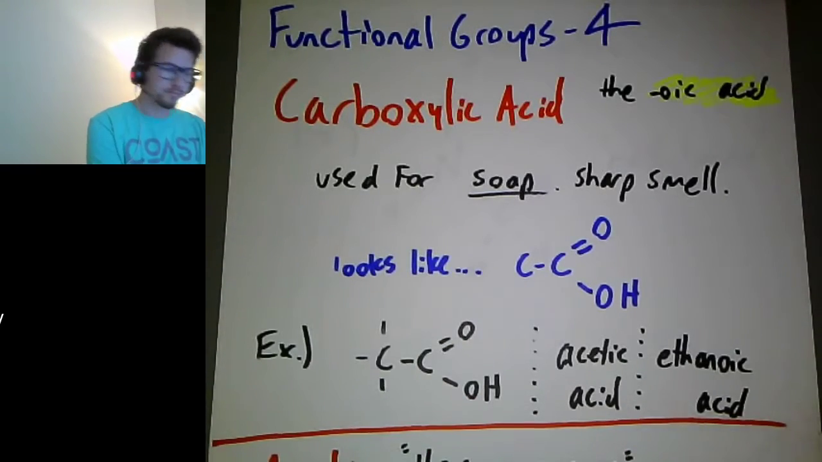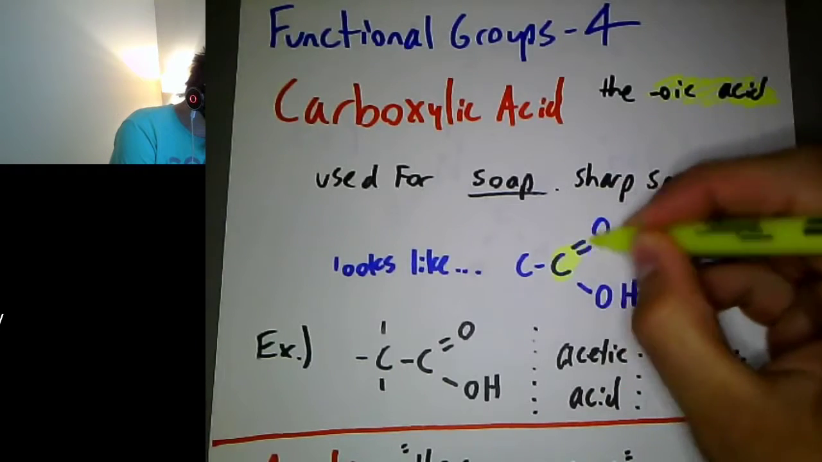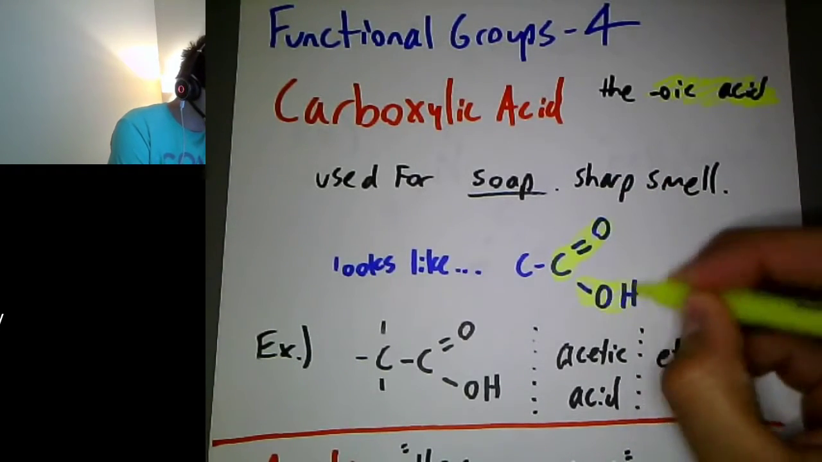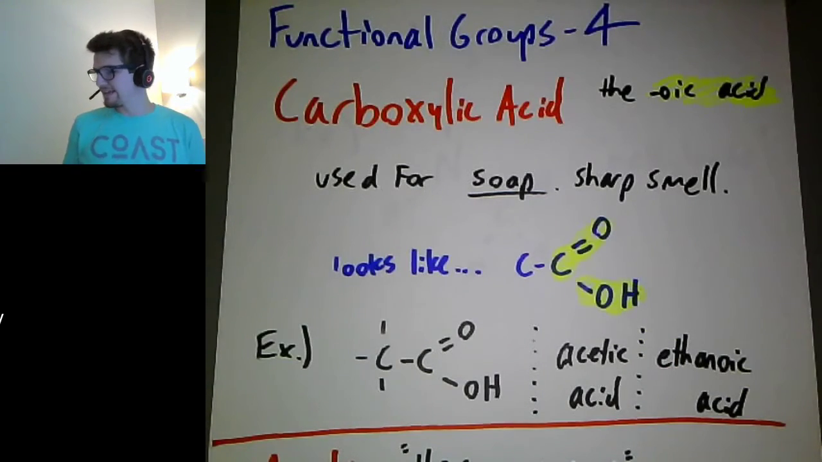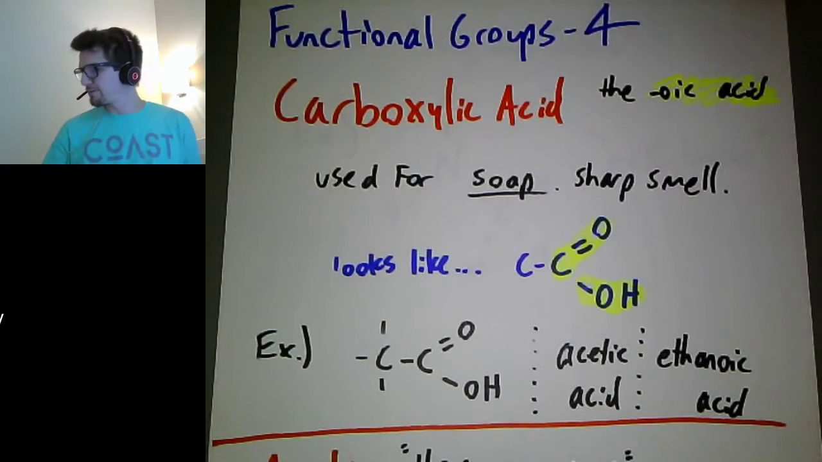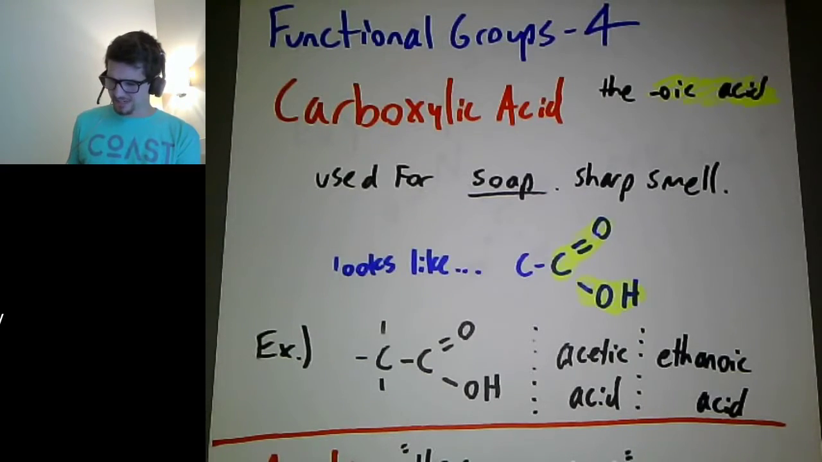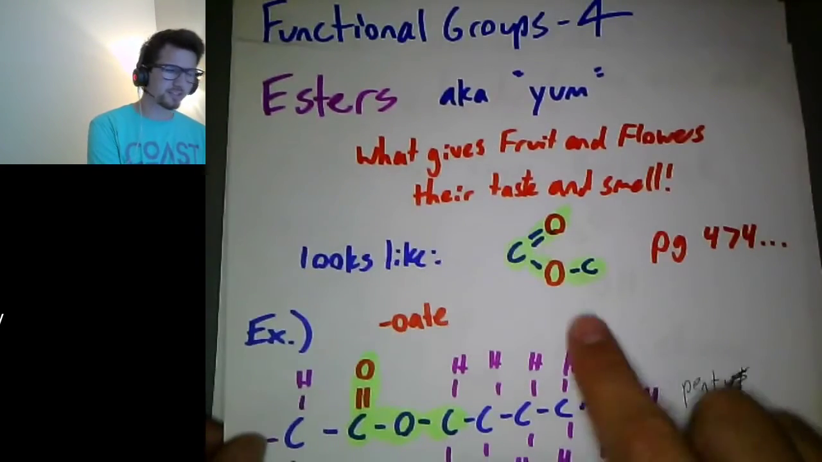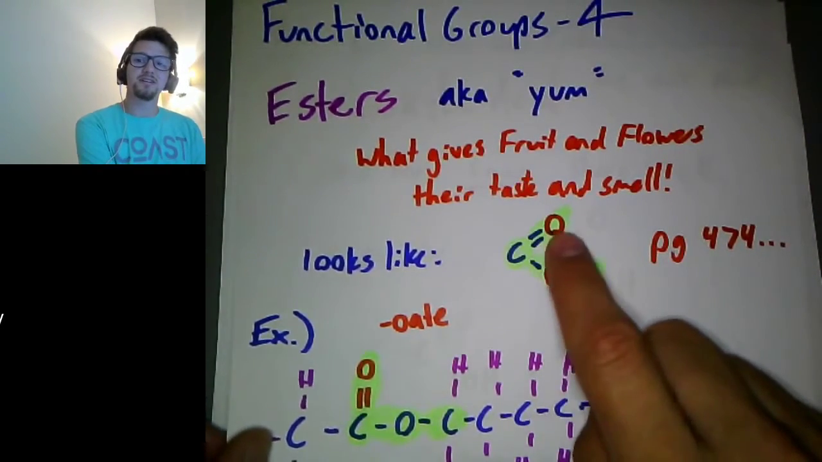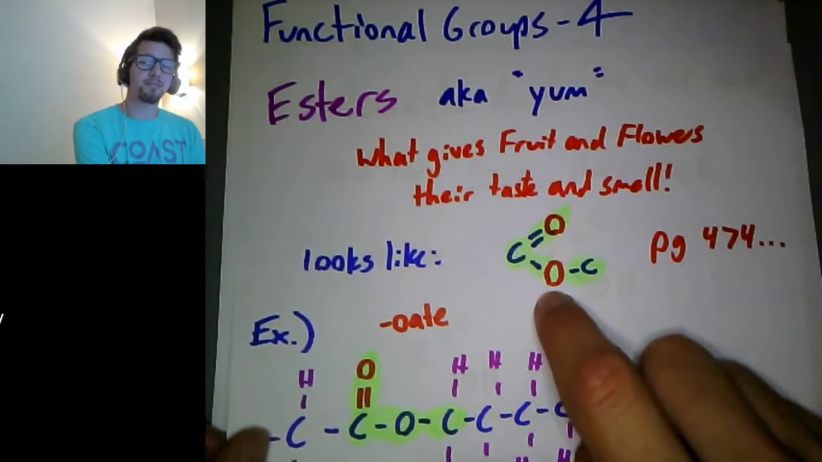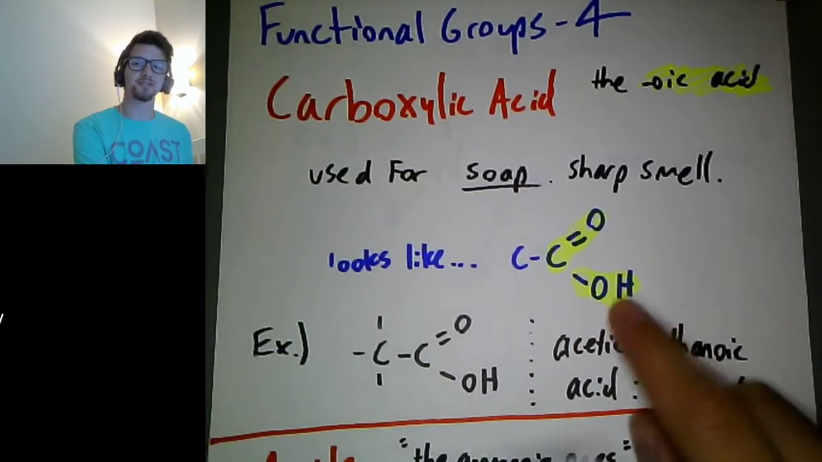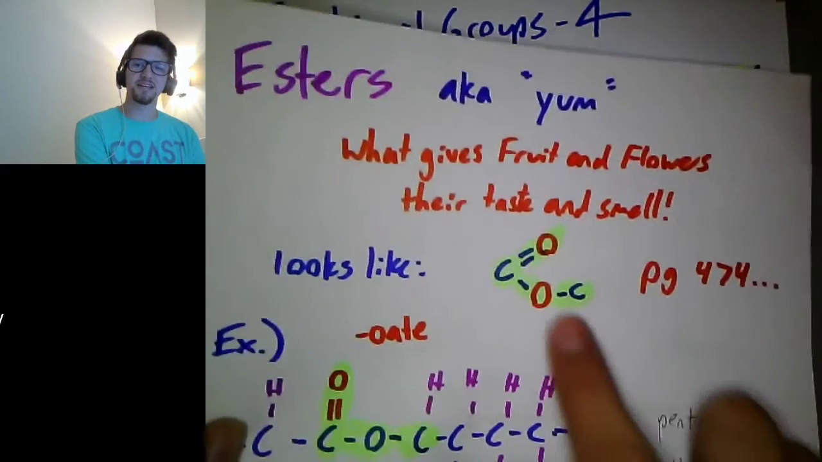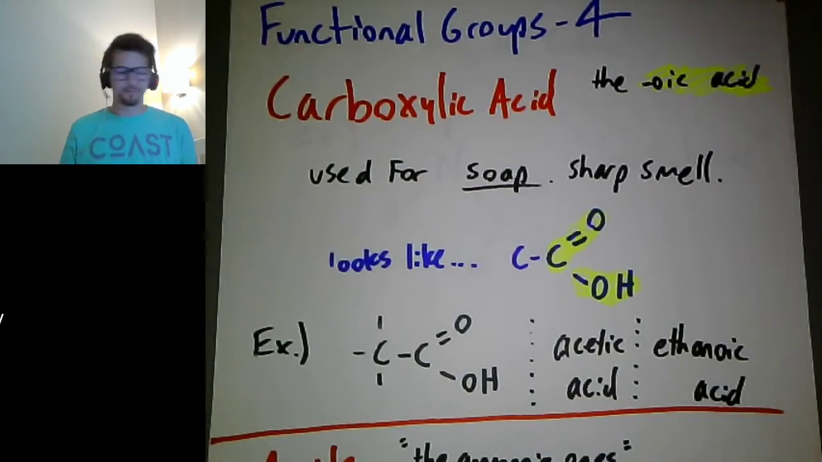This is what it looks like. If you see a carbon double bonded with an oxygen, and then single bonded with an oxygen, and the oxygen is an OH, that's a carboxylic acid. Now, you might be asking, what's the difference between that and the one we looked at yesterday? The difference is this is a C double bonded with an oxygen, single bonded with an oxygen, and there's a carbon. It keeps going after that oxygen. Here, it ends with a hydrogen. So if you see an OH, it's a carboxylic acid. If you see an OC, it's going to be an ester.